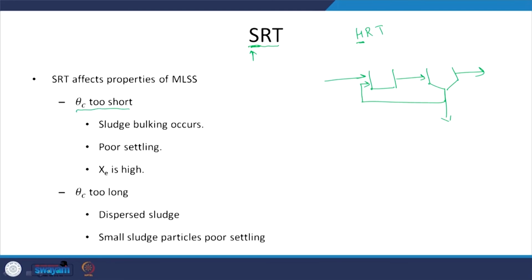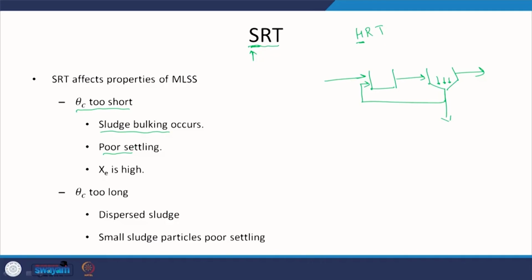What happens if my residence time of the solids or the microbes is too less? That can lead to sludge bulking. Here you want the sludge to settle down, but if the cell residence time is too less, it can lead to sludge bulking. We will look at that later, and it won't settle. Obviously I have that out here, poor settling. And if settling is poor, then what happens? XE, the concentration of microbes that are leaving the system, is going to be high. Typically, you want that to be almost zero or negligible. But if the sludge does not settle well enough, you are going to see that some of the microbes will settle down, and some will leave the system.